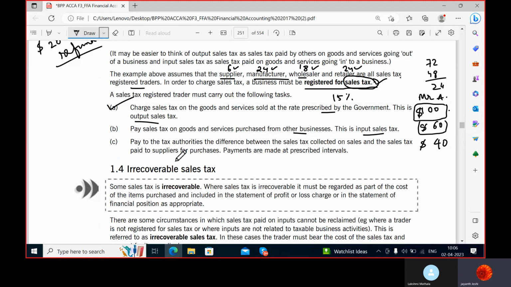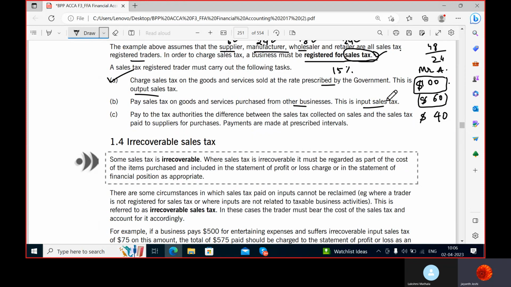Now what if something is irrecoverable? Definitely output sales tax is to be collected by him. What if the customer has not paid the sales tax element? Sometimes in business, we know business involves risk. With this risk, we can say the customer has gone insolvent. So when he is insolvent, he will not be able to make payment. So in this scenario, some sales tax becomes irrecoverable. Okay. So where the sales tax is irrecoverable, it must be recorded as part of the cost of the item purchased and included.